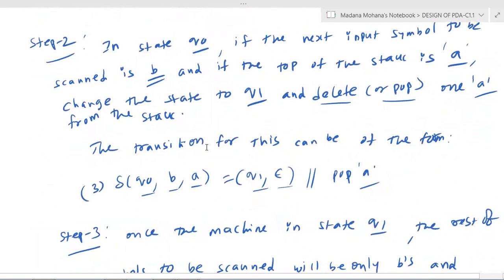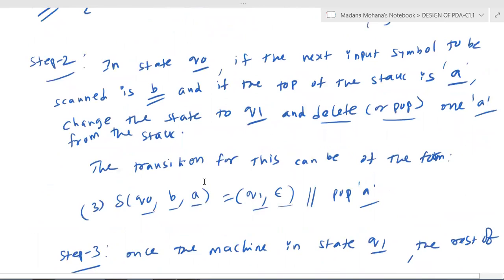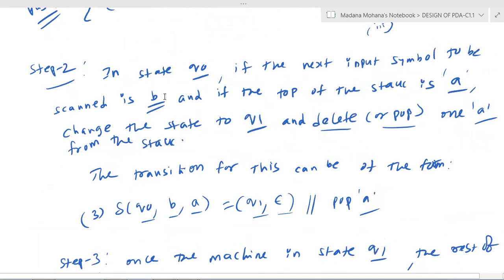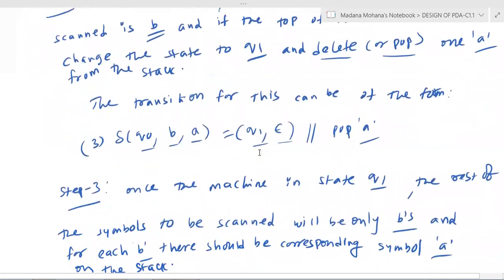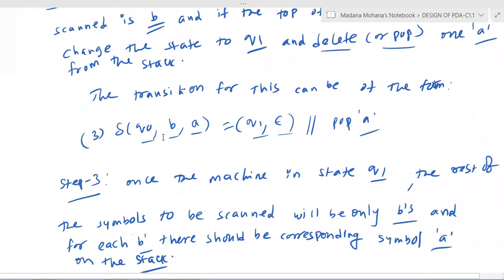So now we are in the same state Q naught. If the next input symbol to be scanned is B, then there exists a corresponding matching symbol A on top of the stack. Only then you have to perform delete or pop from the top of the stack. The corresponding A should be deleted. Then you have to change the state from Q0 to Q1. Now the corresponding transition is delta of Q0, input is B, top of the stack is A, equal to: now we are changing state Q0 to Q1. Then erase means simply we have to put null. Here null means erase, so here we pop A.